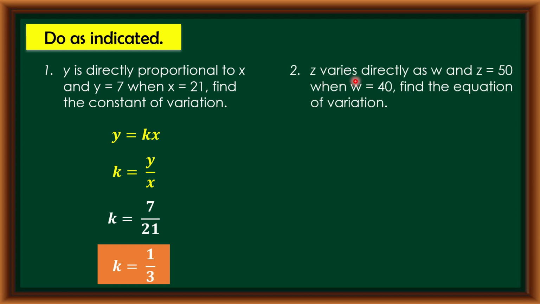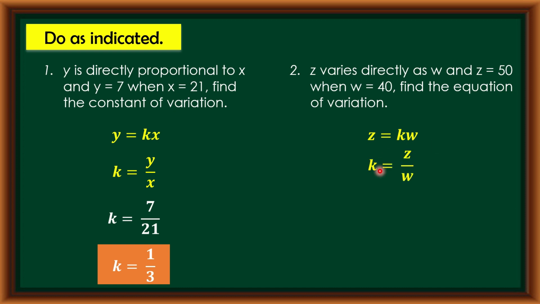Number 2, z varies directly with w. And z is equal to 50 when w is equal to 40. Find the equation of variation. So in our first activity, you were asked the constant of variation. So this time, your task is to find the equation of variation. So to find the equation, let us determine first the constant of variation. So from here, our equation will be z is equal to k times w.